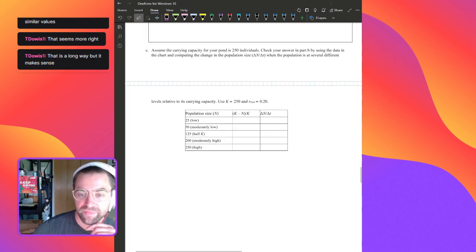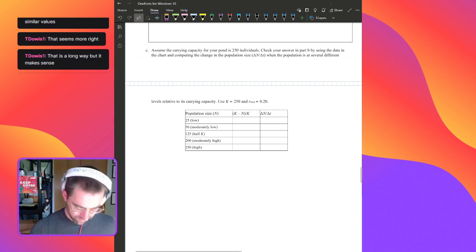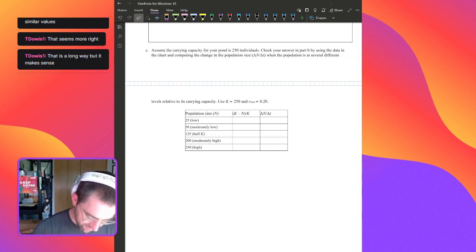All right. Assume the carrying capacity for your pond is 250 individuals. That makes sense given the chart. Check your answer in part B by using the data in the chart and computing the change in population size when the population is at several different levels relative to its carrying capacity. Use K equals 250, and R max equals 0.2. All right, and we're given carrying capacity 250.